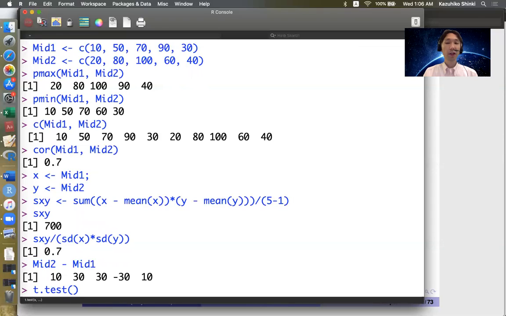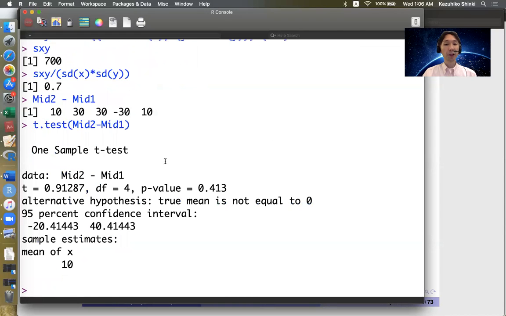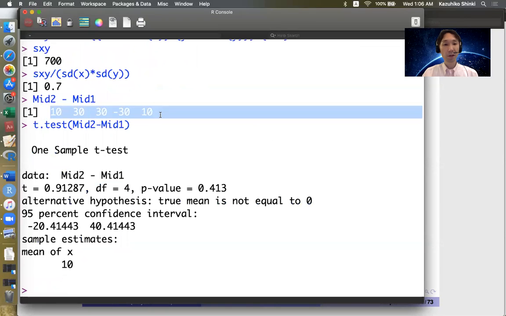Then you can use the t.test function on midterm 2 minus midterm 1. Then it returns many outputs. The first output is the t-value, which is 0.91. The second one is the degrees of freedom. The degrees of freedom is 4. We have 5 observations, so df is 4.